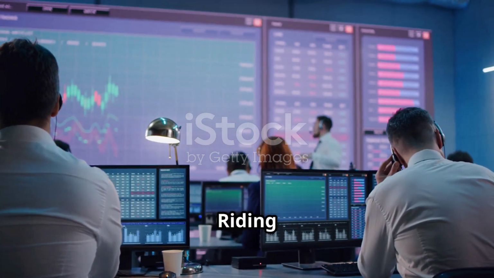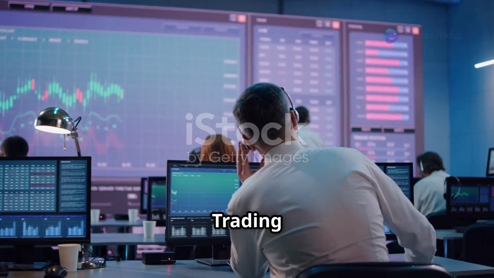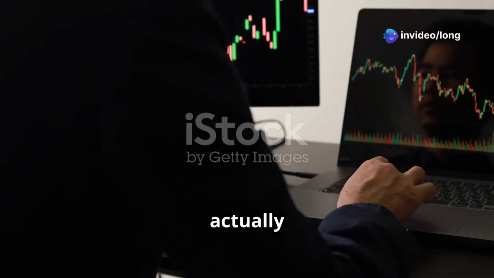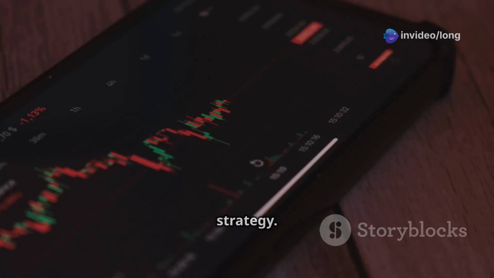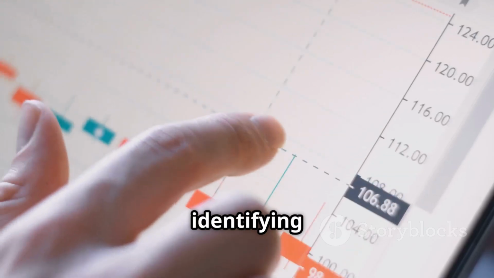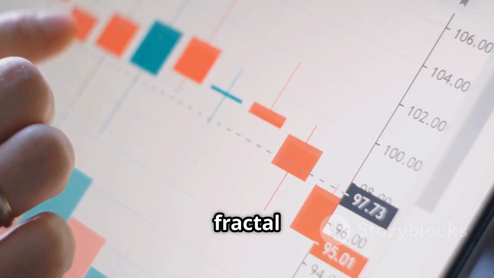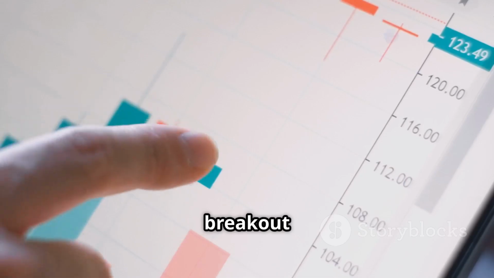Part 6. Fractal wave: practical trading applications. So how can you actually use fractals in your trading? One popular approach is the fractal breakout strategy. This strategy involves identifying consolidation zones within fractal patterns and then trading the breakout points.